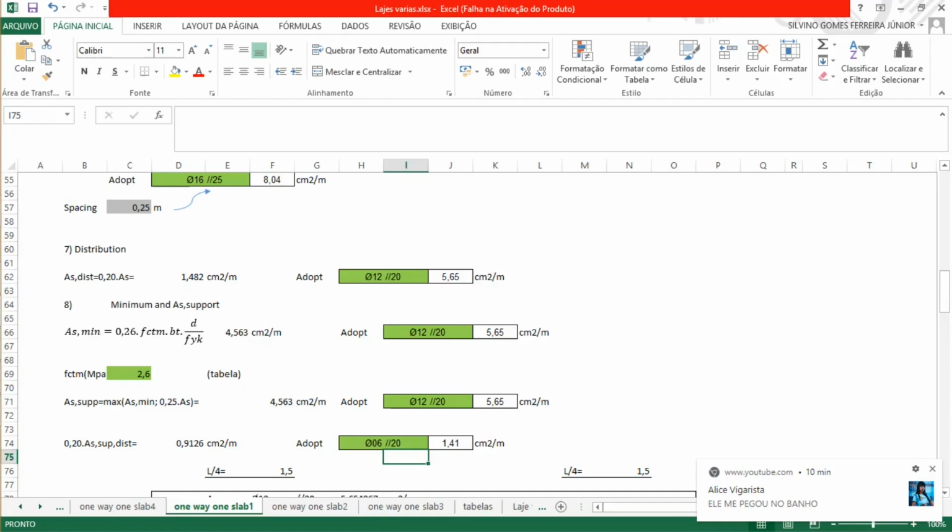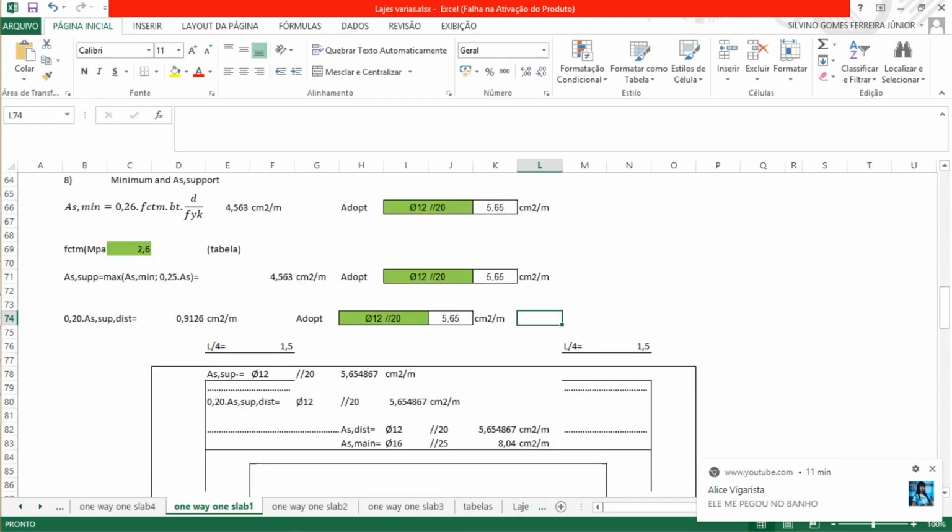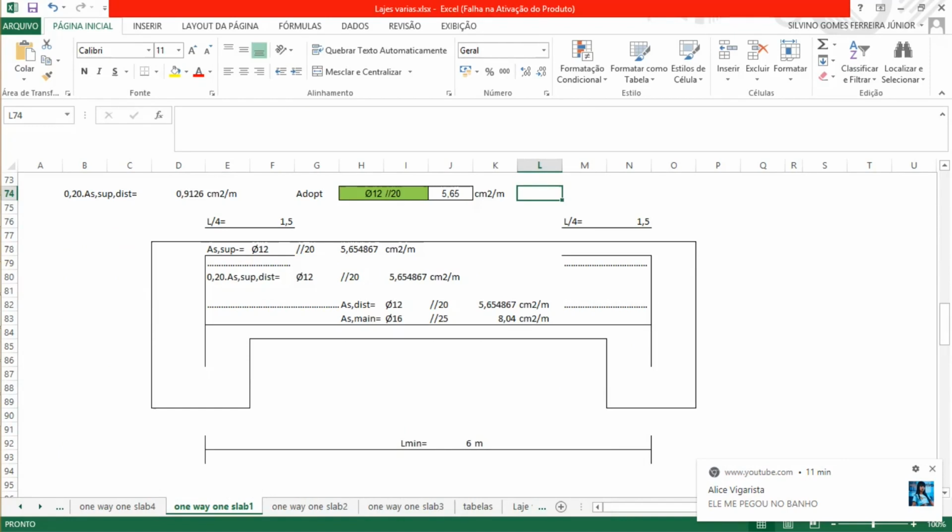But I don't like to use the 6 for these kind of things, and I will use the 12 spaced by 20, and this will give me that rule that I like to use, that is maintaining the minimum steel calculated. So we will get this.